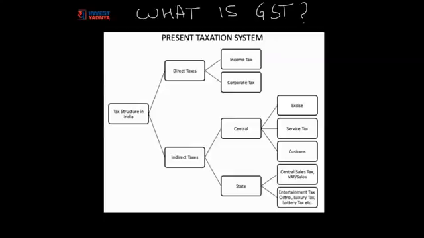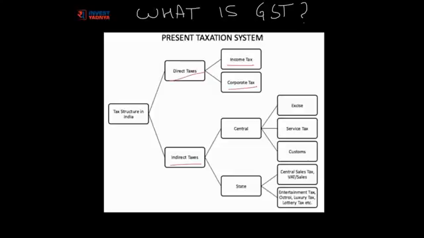The tax structure in India is basically divided into two broad categories: direct taxes and indirect taxes. Direct taxes are basically the taxes which are taken directly from individuals. So income tax and corporate tax are direct taxes. Indirect taxes are paid by the intermediaries on behalf of the final consumer. Indirect taxes are collected by both central and state governments.